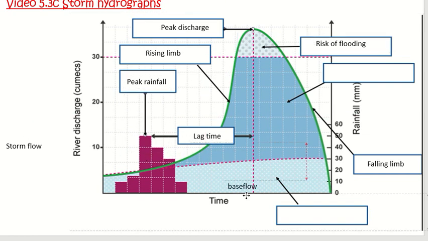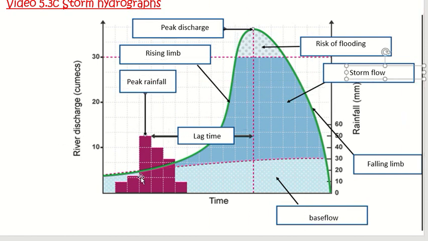The base flow is water that makes its way into the river channel through soil throughflow and groundwater flow. So it's fair to say, folks, that the base flow isn't as affected by your rainfall event. The bit that is affected is your storm flow, which is all this shaded area just here. So, a bit of a recap.